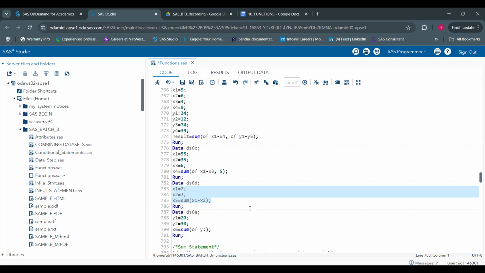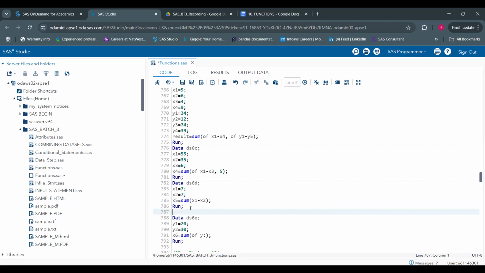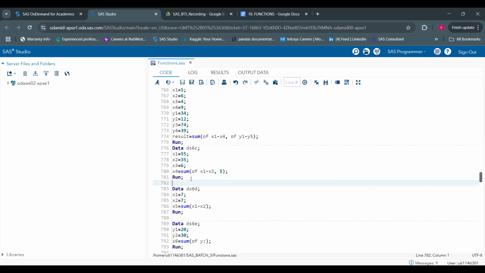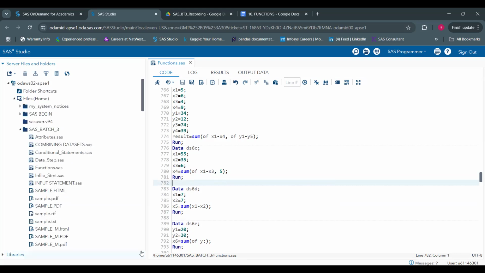The sum of x1 and x14. No, no. I'm asking you, what is the x5 value? 14. Why 14, ma'am? Any reason for your 14, ma'am? Because if x1 is equal to 7, x2 is 7.